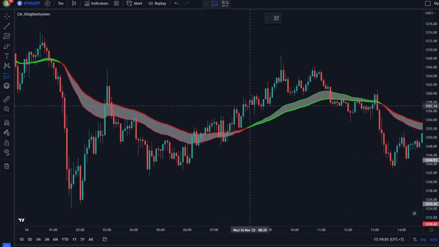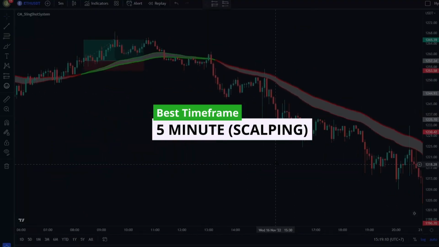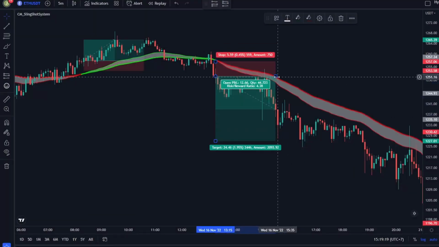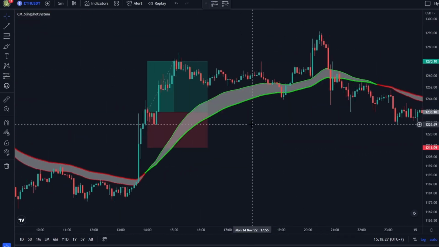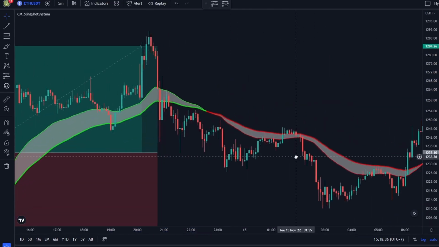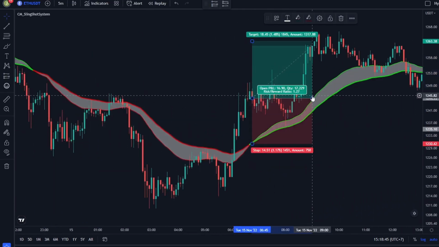The best time frame for this strategy is 5-minute, which is a very good time frame for scalping. For this video, we will use the Ethereum USD pair with the 5-minute time frame. Watch this video until the end to learn how to use these easy-to-use trading strategies.